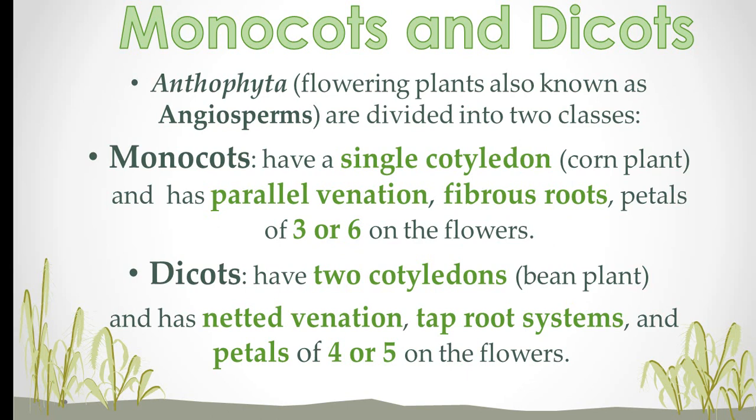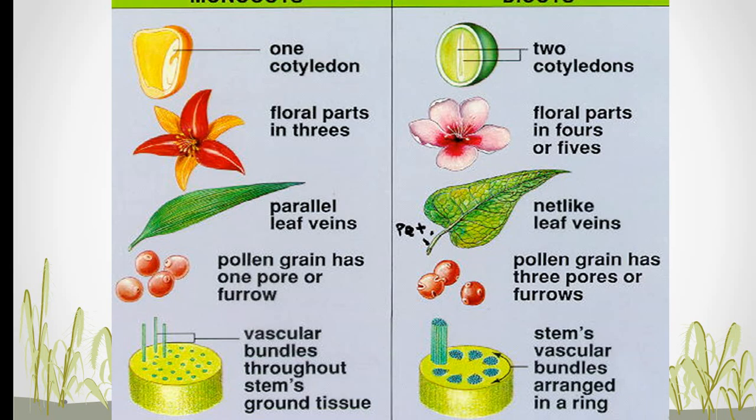I'm going to show you a little schematic here. This compares them. Okay, so you see these are just everything that I told you. There's something else here, the pollen grain, right? The pollen grain has 1 pore on the monocots over here, and three pores over here on these. Those are pollen grains, very small.